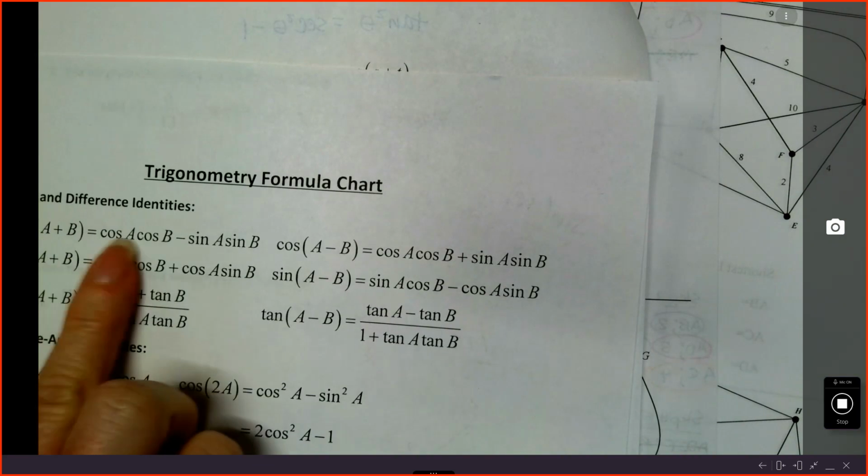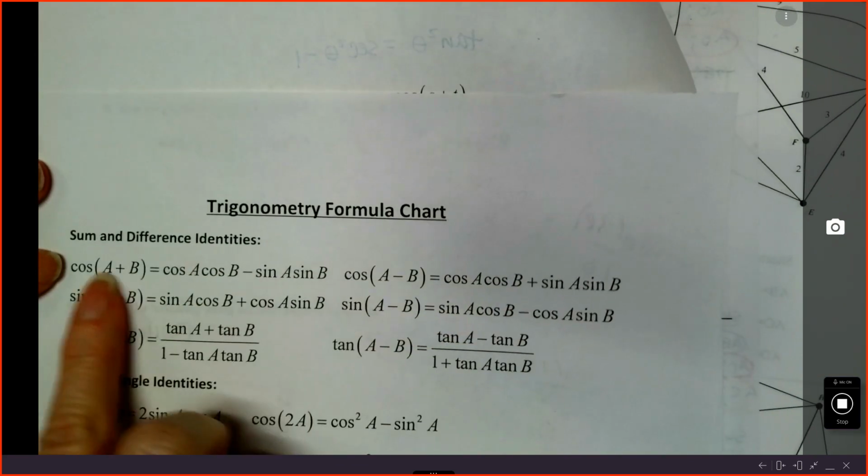All right. Now this formula is going to be given to you. Is this the sum or difference? So I'm using cosine sum because it has addition. So that's this one right here.